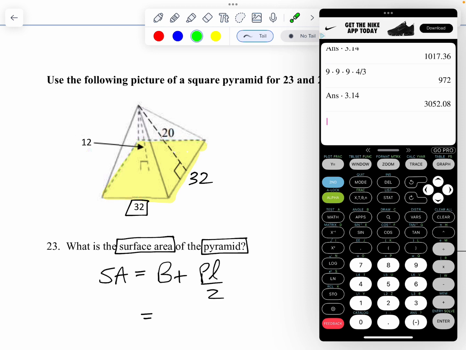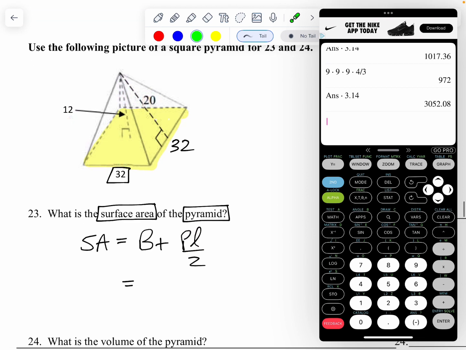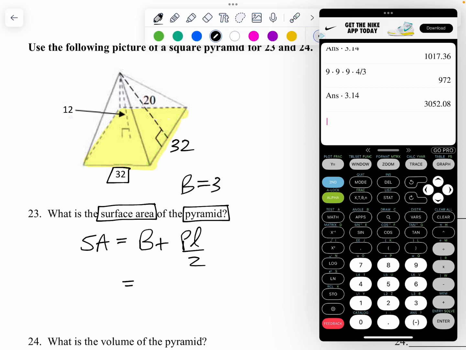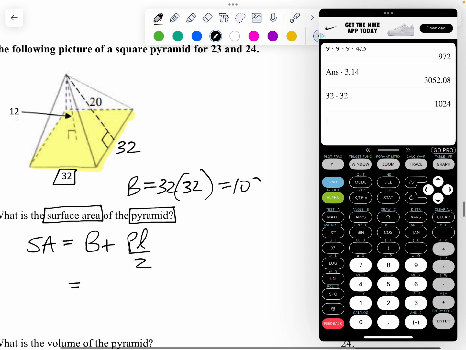Let me explain what the 20 is. The 20 is the slant height, and that's what we're going to use for the L. And the 12 is the actual height, which is what you would use if you were doing the volume, okay? To figure out the base, I'm going to write big B up here so I have a little bit more room. That's 32 times 32. It's just a square down there. So I'm taking 32 and multiplying by 32, and that's going to be a big number, which is 1024.